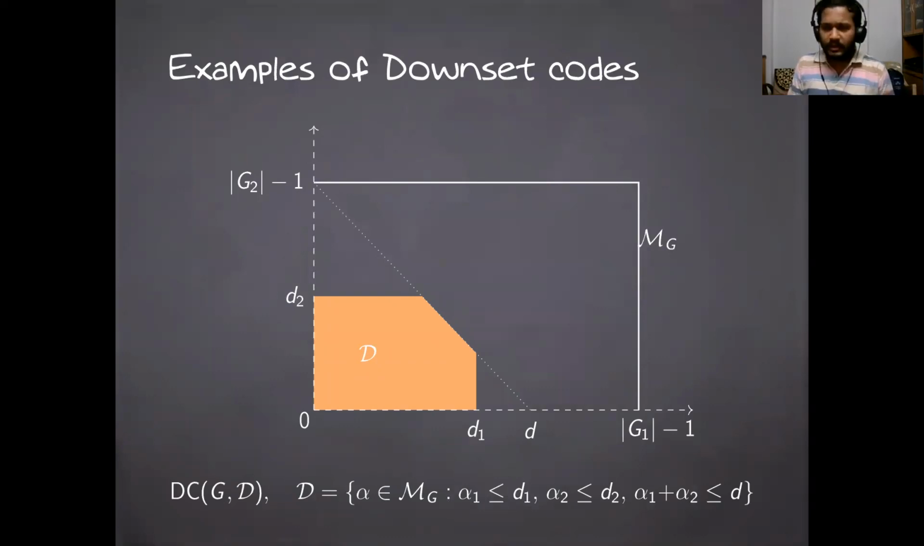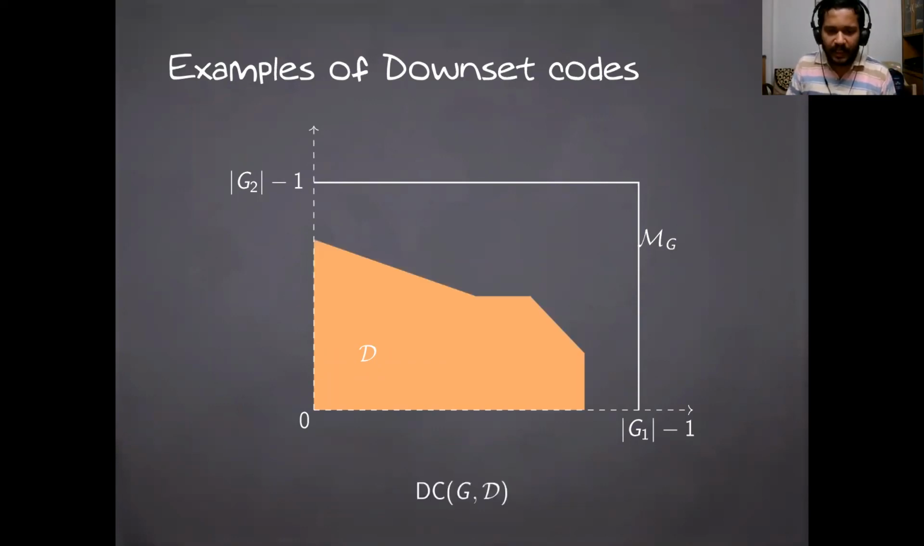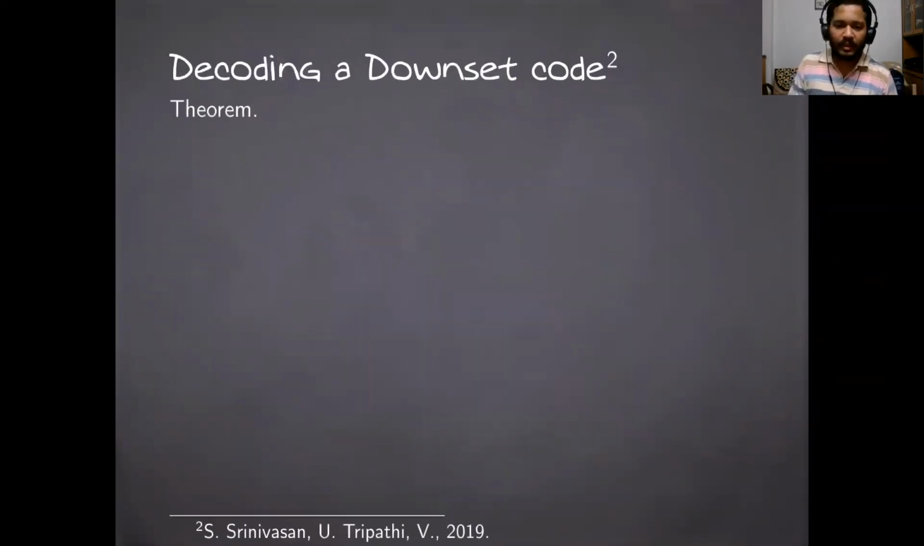Now you can try all sorts of things. You can do individual degree bounds combined with total degree bounds. This is some code which is not equal to any Reed-Solomon code or any Reed-Muller code. In general, you can take any downset of monomials and it gives you a downset code indexed by the monomials belonging to that downset. So what about decoding?